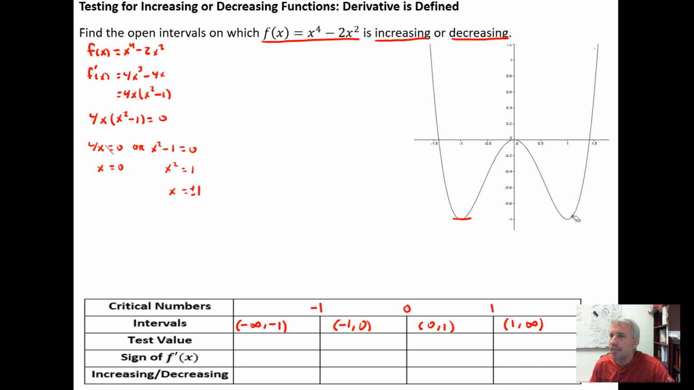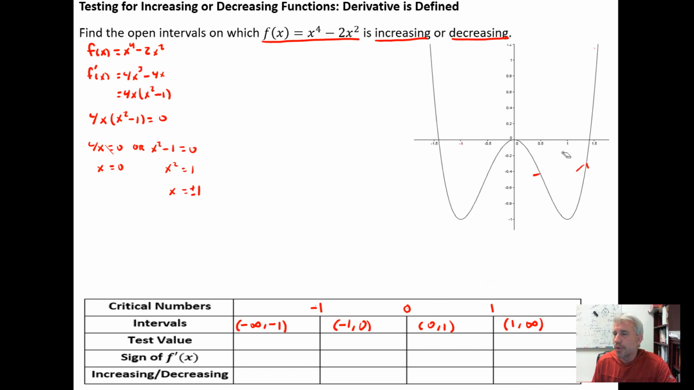And you can see graphically that each of these are going to correspond to the function either increasing or decreasing. Decreasing, increasing, decreasing, increasing over 4 distinct open intervals. So the three critical numbers generated 4 open intervals, and what I did was put the critical numbers on the boundary line between the intervals.